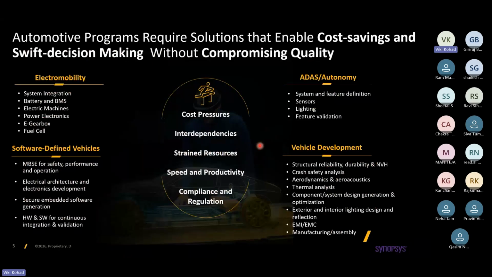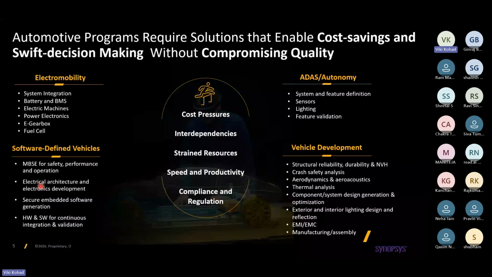In electromobility, what is the system integration? We have to develop the battery and battery management system, the electric machines, to optimize electric machines, then the power electronics, the electric box, and the fuel cell also. Some fuel cell electric vehicles are also there in the market. And then the software defined vehicles, which is important whenever you have to define the complete architecture. That is defined based on the embedded software, so that is software defined vehicles.